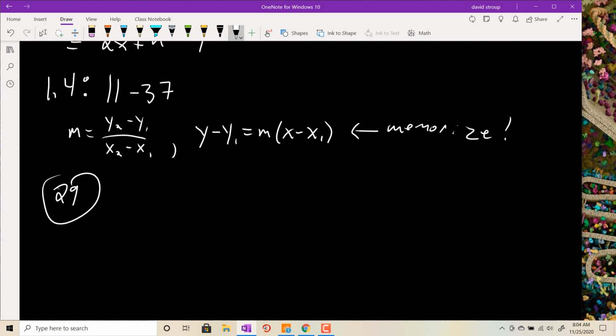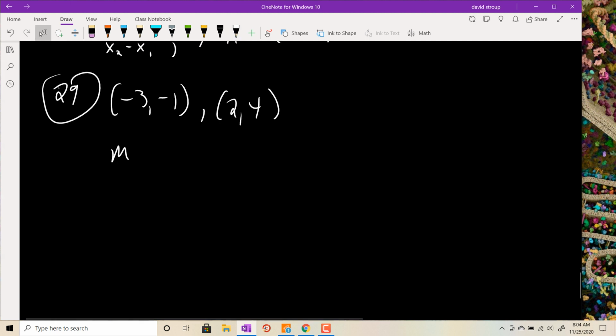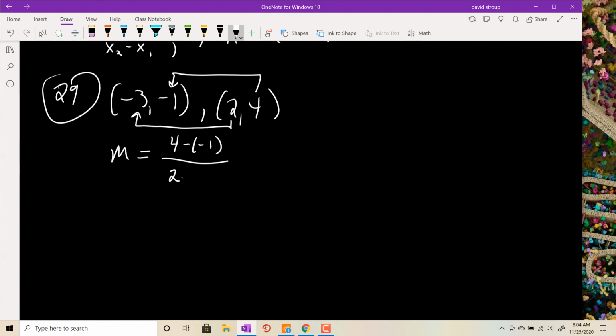So 29, they give you a point -3, -1, and 2, 4. Okay? So first, to get the equation of a line, you need a slope and a point. You got 2 points, good, but you still need a slope. All right, so slope, y2 minus y1, 4 minus -1, all over x2 minus x1, so 2 minus -3. So 4 plus 1, all over 2 plus 3, which is 5 over 5. Oh, they were nice to us there.